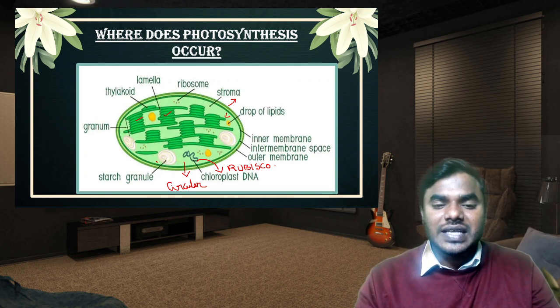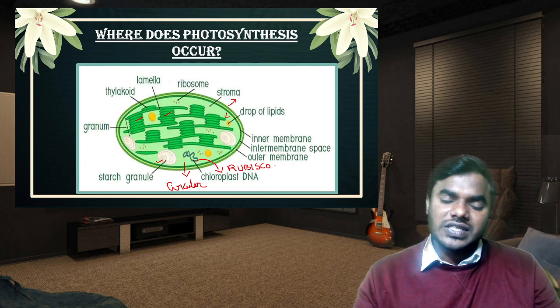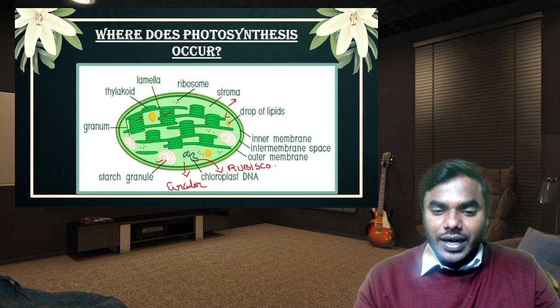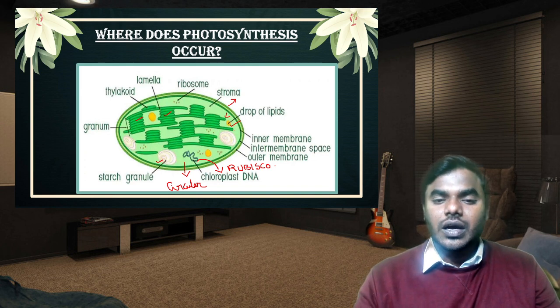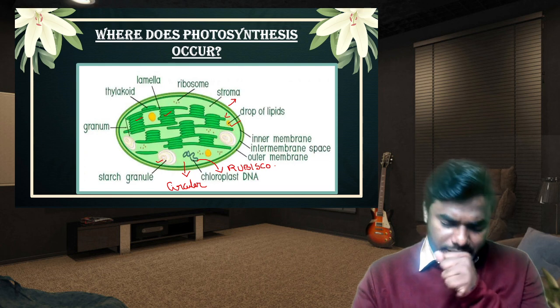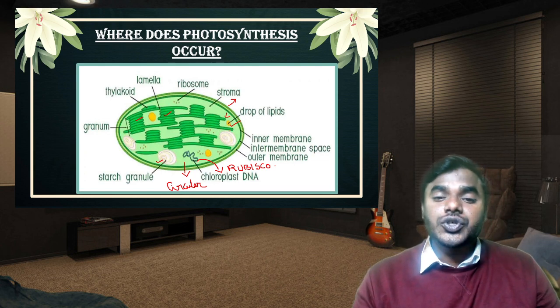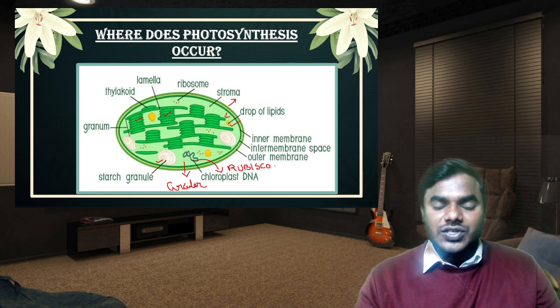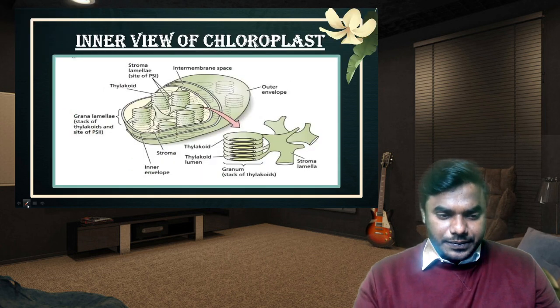What do we call them? Starch granules. What's the function of starch granules? They can store the starch. And you are able to see, my friends, yellow-colored ones. What do we call them? Drops of lipids, which can store the lipids. I hope everyone understands the structure of the chloroplast.